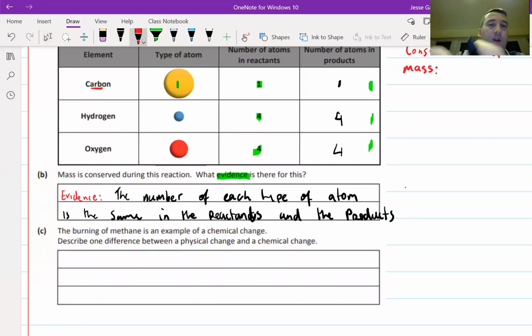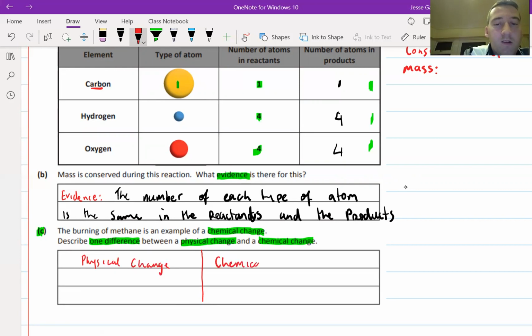Okay, so reading the next bit, part C, it says the burning of methane is an example of a chemical change. Describe one difference. So it wants us to give one difference between a physical change and a chemical change. When we're asked for a difference, a top tip is that we can use a table to show us the difference. So we're going to do physical change on the left of the table, and chemical change on the right of the table.